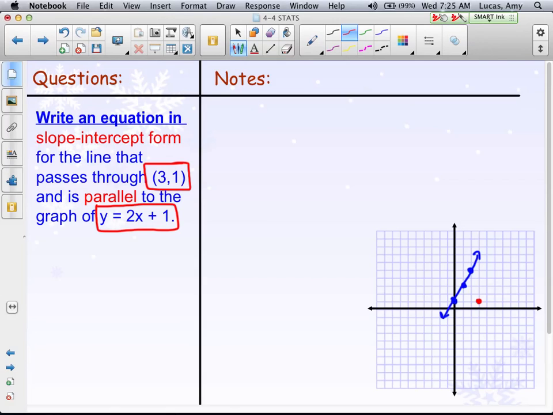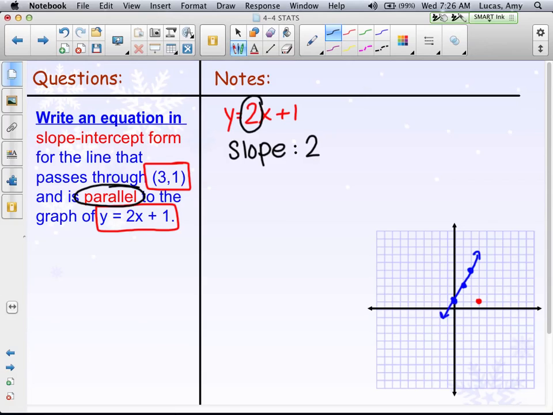So right here. What I'm going to do is take that original line and identify the slope. Here's my original line. The slope of my original line is 2. I'm going to keep the slope 2 because it said parallel. Parallel slopes stay the same.